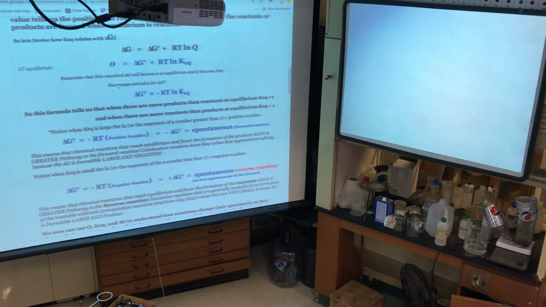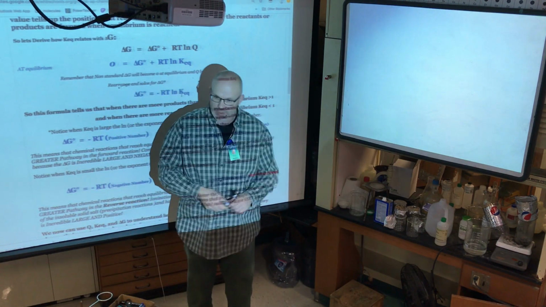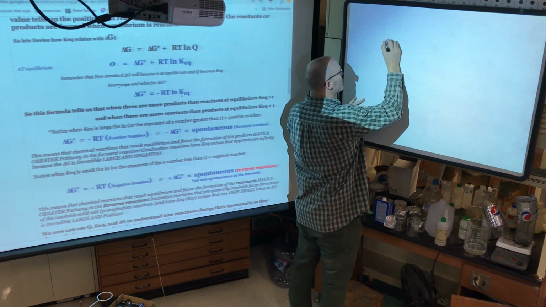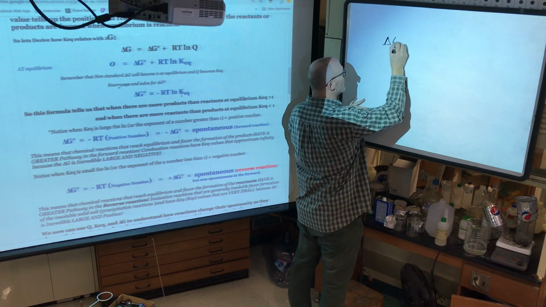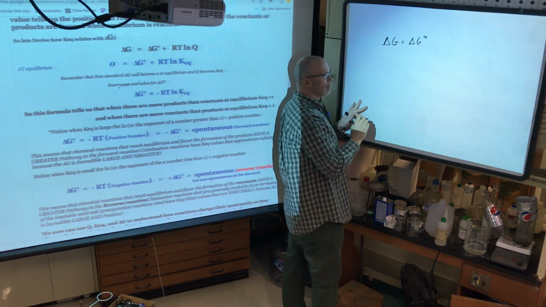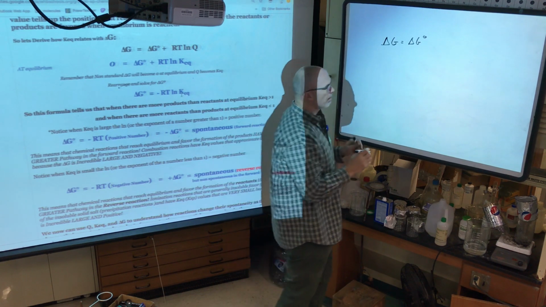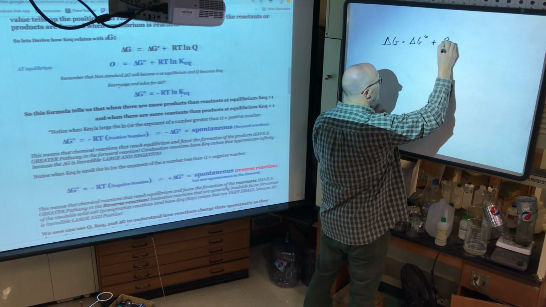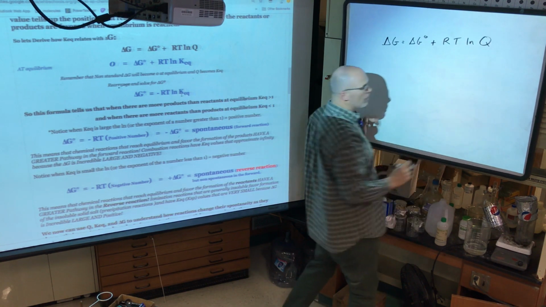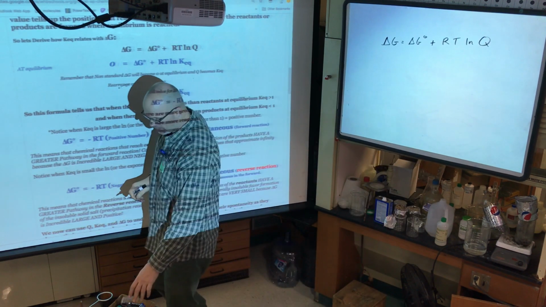Okay, now the brand new equation that we want to write for non-standard delta G wasn't part of your test, but this is where we're moving from. What we've learned is that delta G non-standard is equal to delta G standard plus RT natural log of Q. A couple of things here.